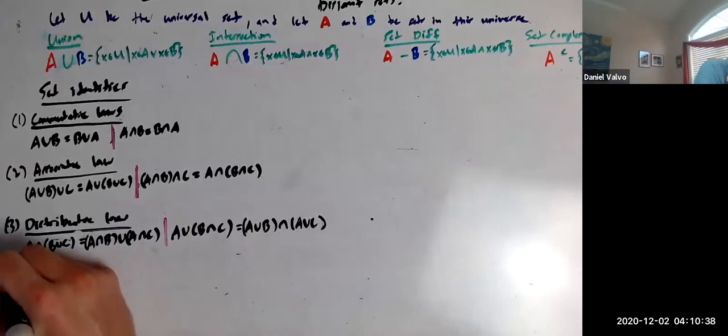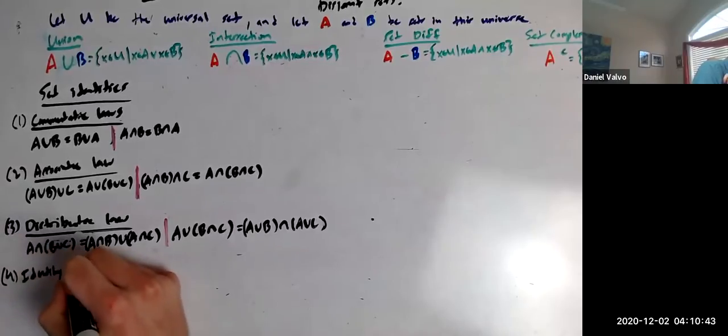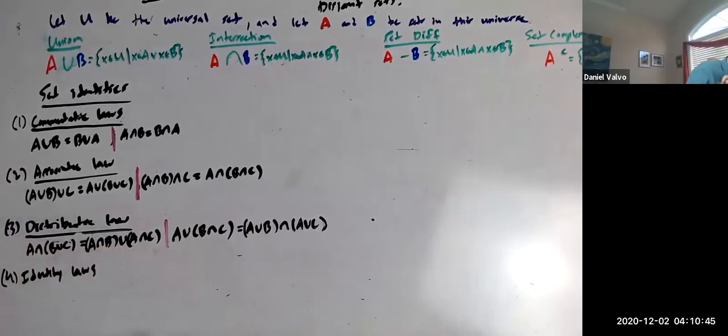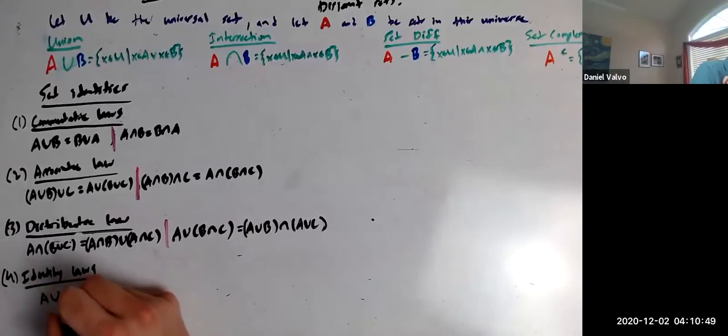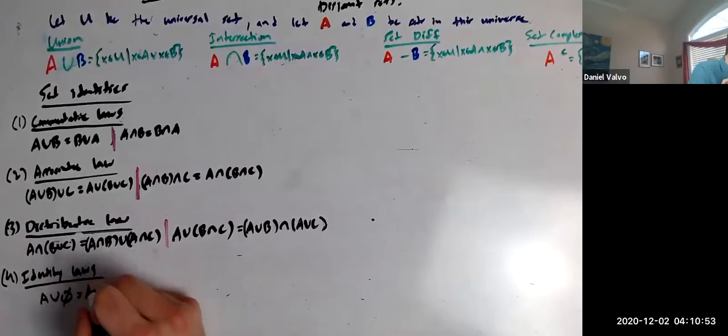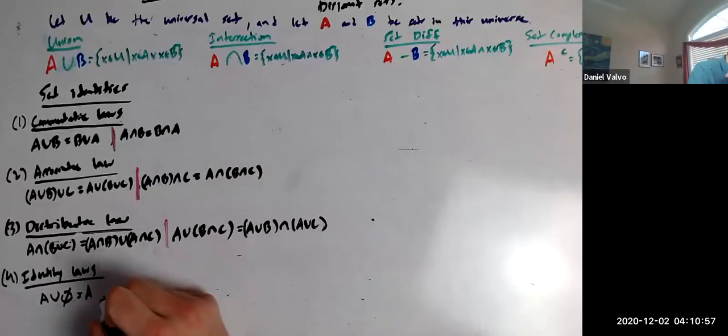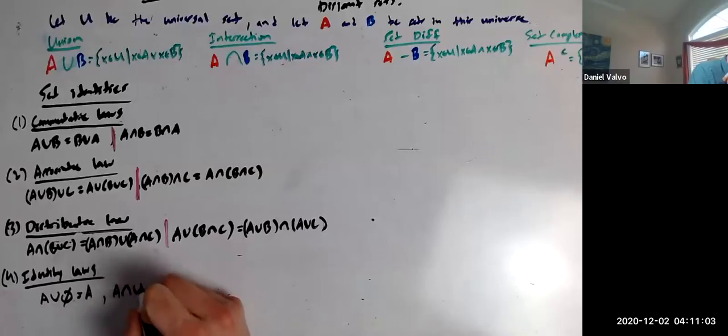Anyway, so 4, we have what's called the identity laws. These are really simple. These are just saying that A union the empty set is just A, because we're not adding anything. We union the empty set, there's nothing in the empty set. And we also have that A intersect the universal set just equals A.